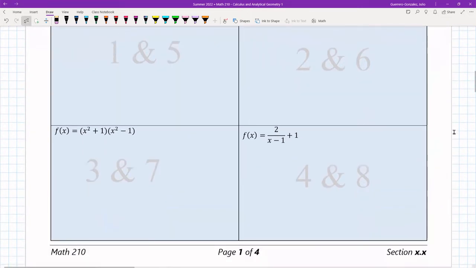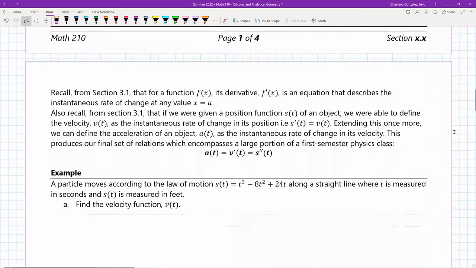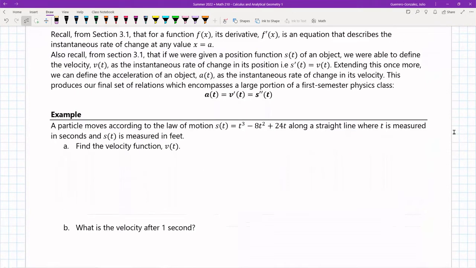So let's go ahead and move on. Let's go ahead and do some application of the derivative, okay? So remember how I was describing the derivative in section 3.1. It is the instantaneous rate of change at any value x equal a. That is the interpretation of a derivative, right? Now we get to stick that interpretation in various applications.